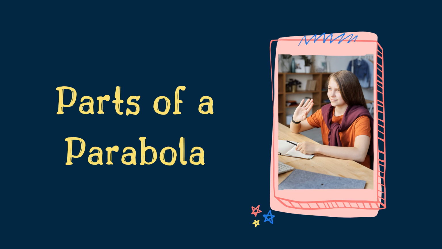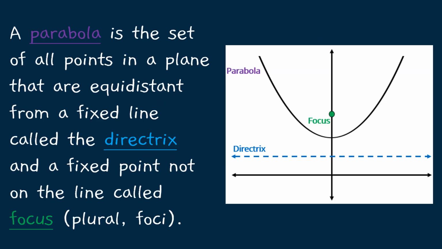We call them properties and sometimes we call them parts. So for a parabola, remember these are the most important parts that are used to solve for its equation and how to graph it. The first one is called the directrix and the focus.